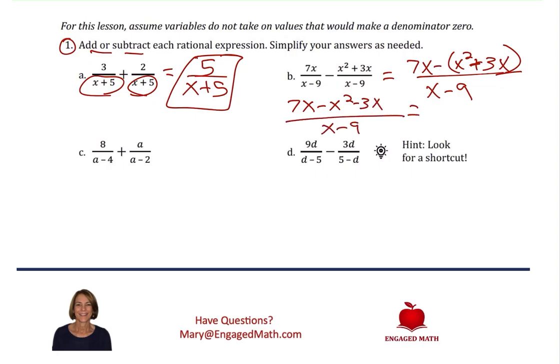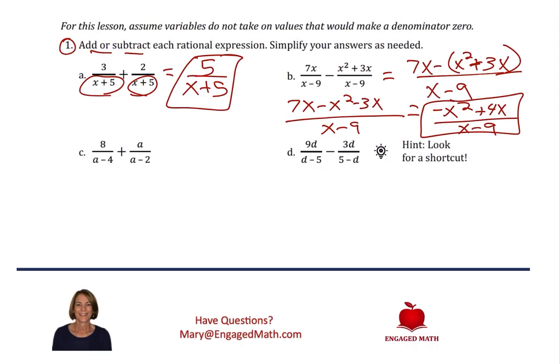Now we can simplify that, and we are simply going to get negative x squared. I'm putting it in descending order. So negative x squared plus 4x over x minus 9. And we're done.